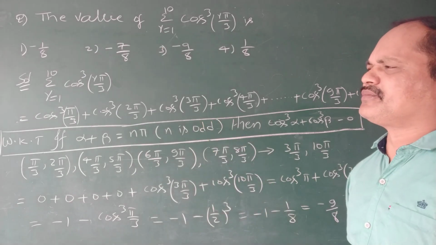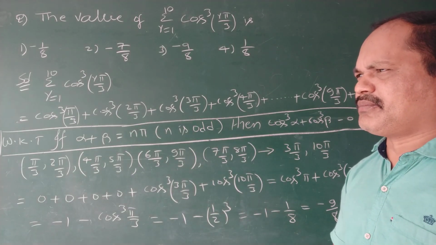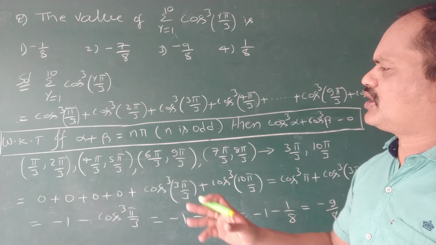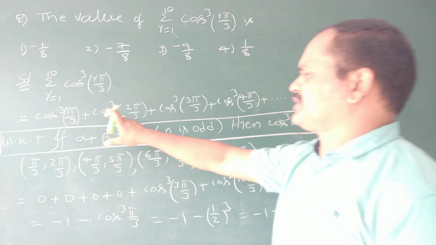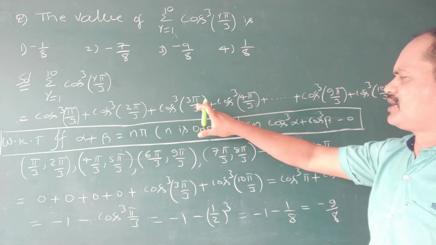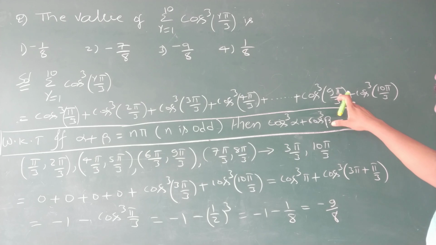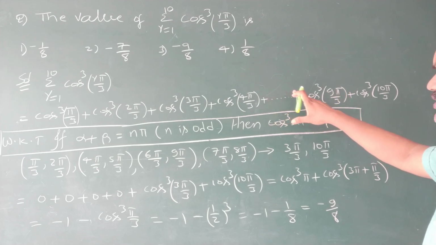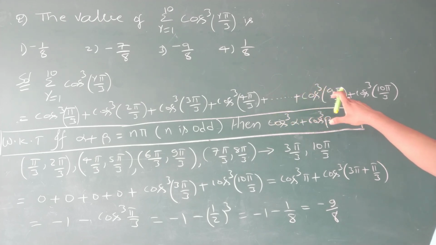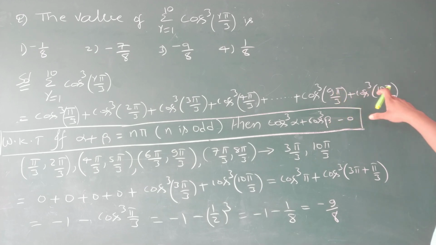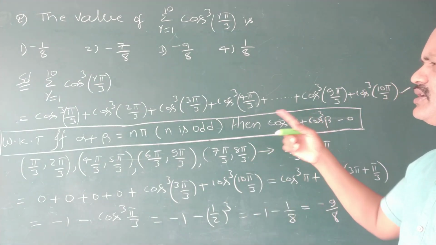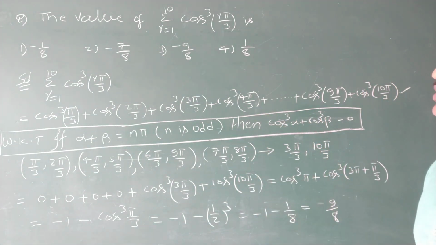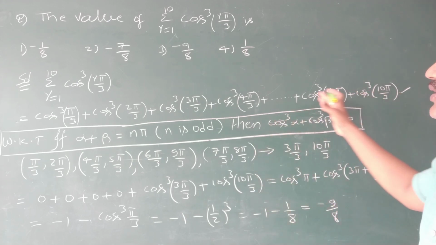Sigma represents the sum of the consecutive terms. So up to 10 terms, r is equal to 1 to 10. So cos cube pi by 3 plus cos cube 2 pi by 3 plus cos cube 3 pi by 3 plus cos cube 4 pi by 3 plus so on, cos cube of 5 pi by 3, cos cube of 6 pi by 3, cos cube 7 pi by 3, cos cube 8 pi by 3, cos cube 9 pi by 3 plus cos cube 10 pi by 3. That's why the sum of the consecutive 10 terms is represented by the sigma notation, sigma r equal to 1 to 10. So corresponding r values, here it is a sum of 10 terms.